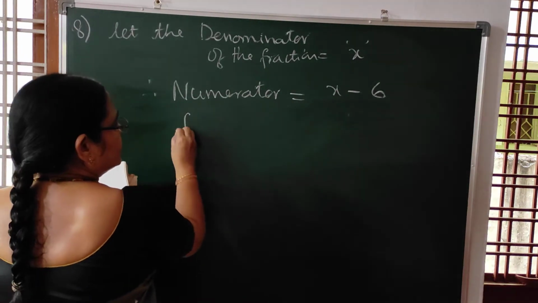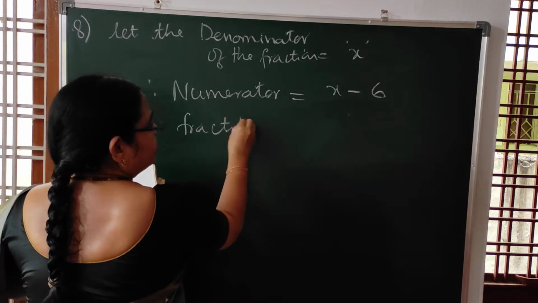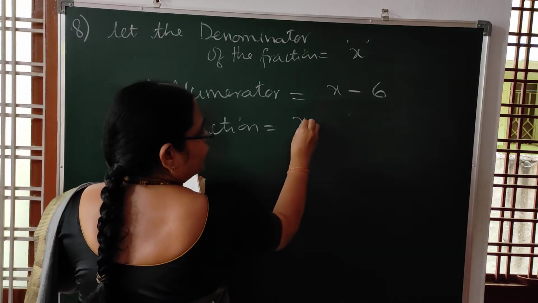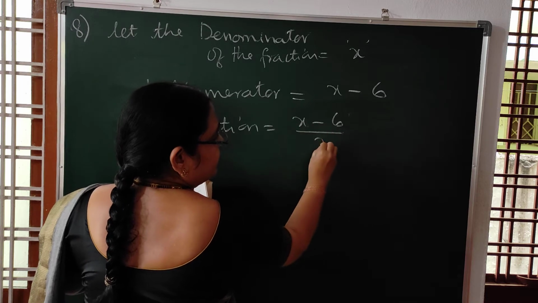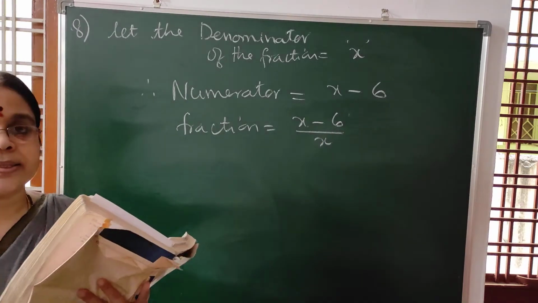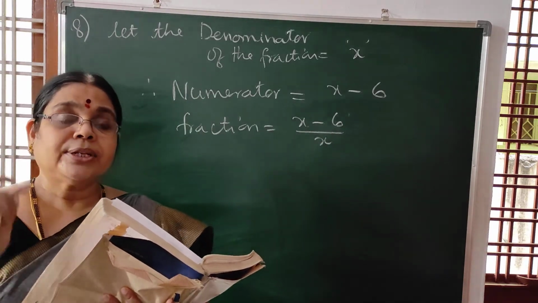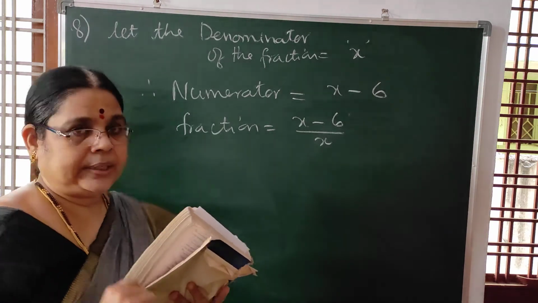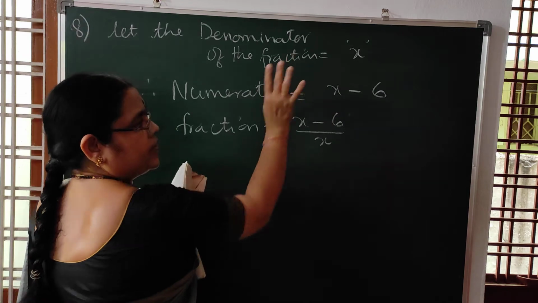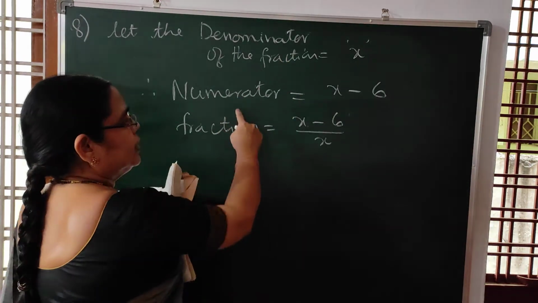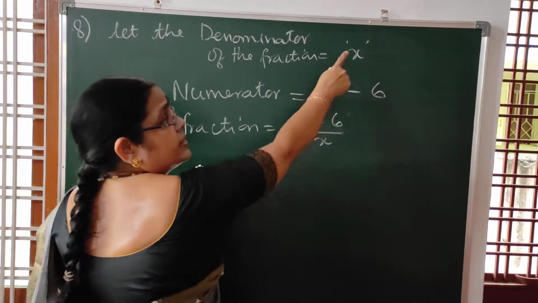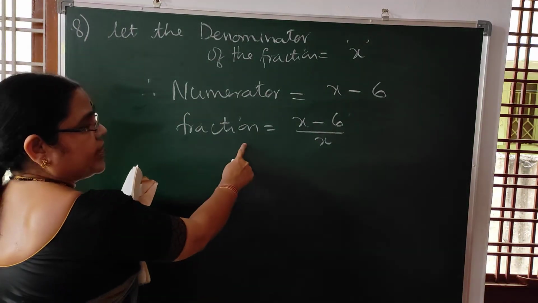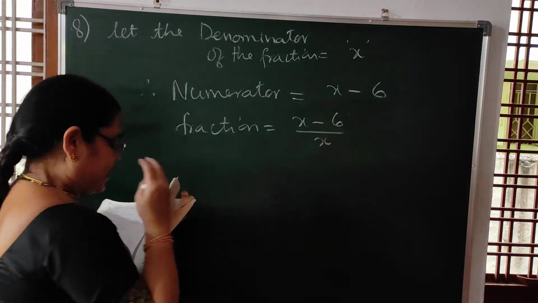So what is the fraction? Now the fraction you will get is numerator by denominator. Numerator is x minus 6, denominator is x. Here you were told that the numerator of a fraction is 6 less than the denominator. So let the denominator be x. Then numerator becomes x minus 6. What is the fraction? x minus 6 by x.